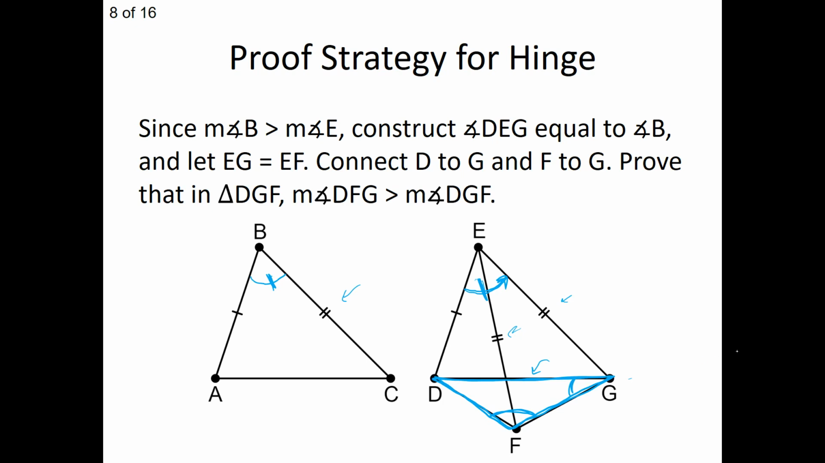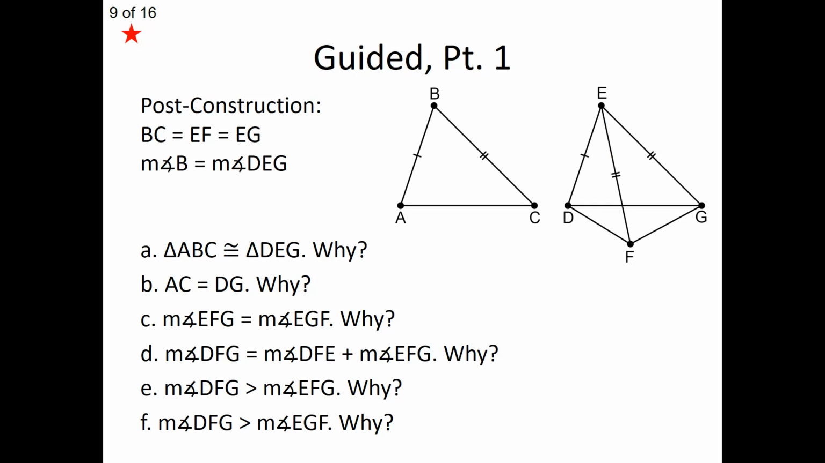Let's jump into this. So after our construction, post-construction, here's what we know. We know that the sides BC, EF, and EG are all equal, okay? We know that. And we know that the angle B here is equal to the angle DEG here. We constructed it that way, okay? That those angles are equal in measure, okay? So now let's jump into our proof.